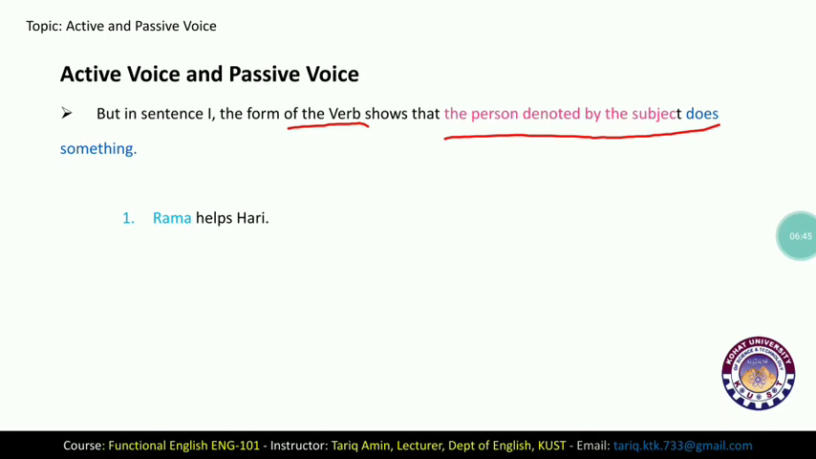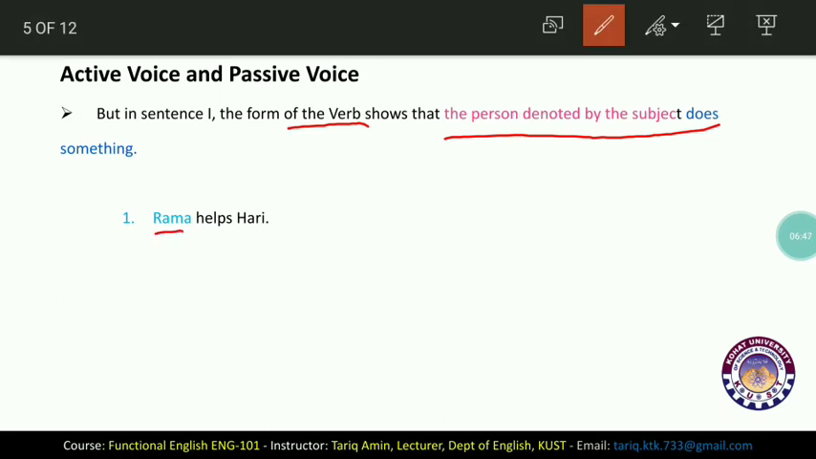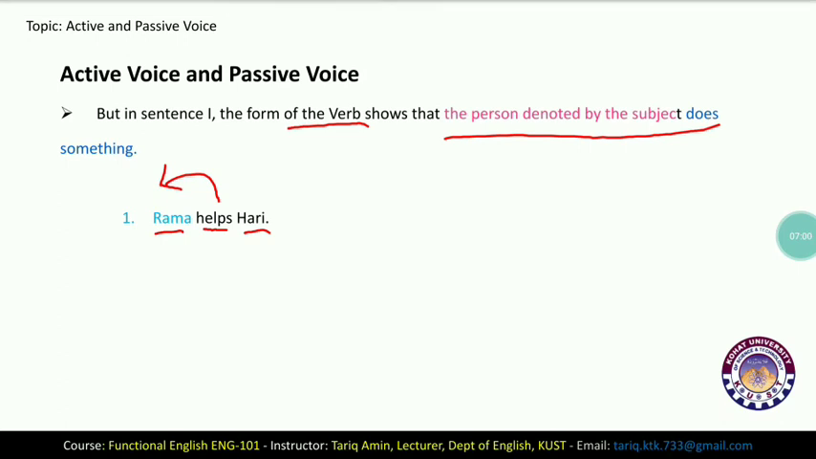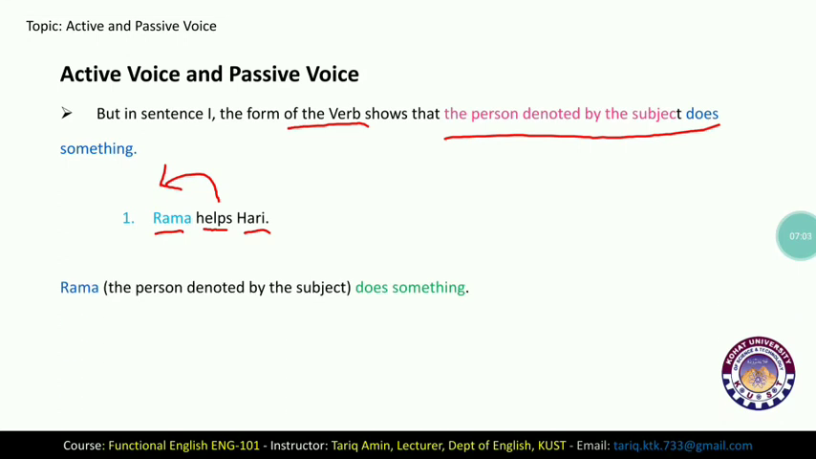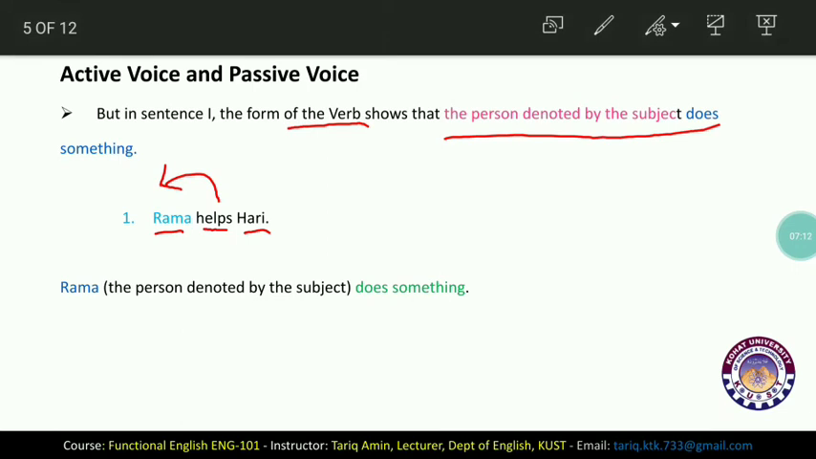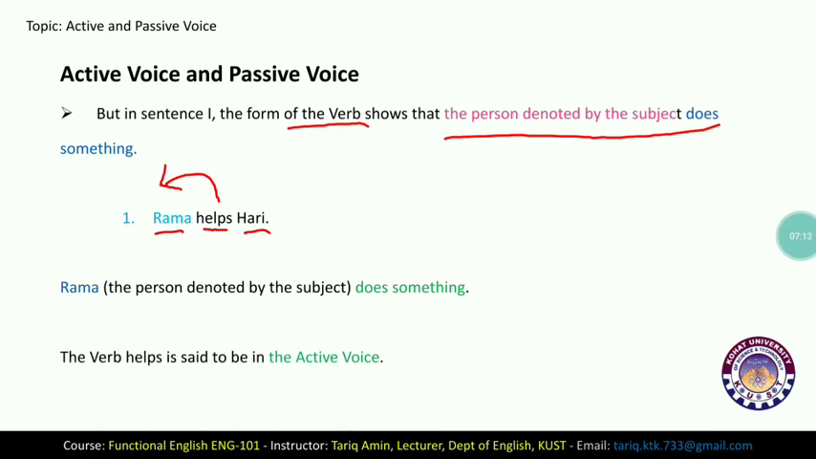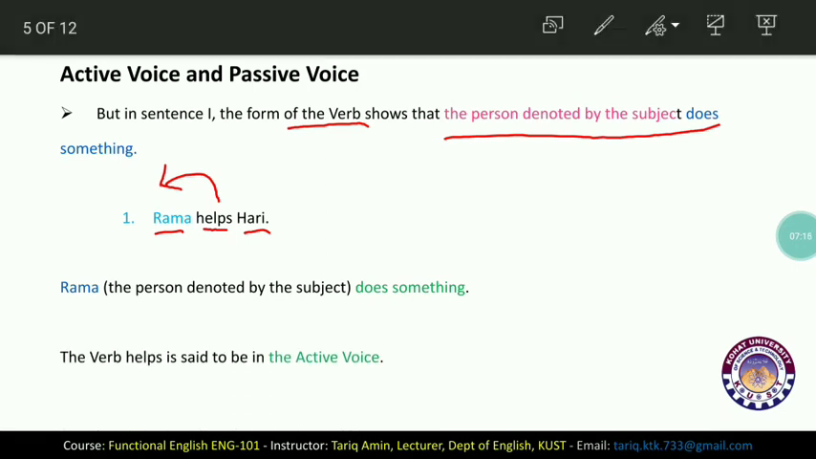This is the example: Rama is the subject, helps is the verb, Hari is the object. So helps shows that Rama, which is the subject of the verb helps, does something. It is the doer of the action. Rama is the person denoted by the subject. Rama does something. The verb helps is said to be in the active voice.